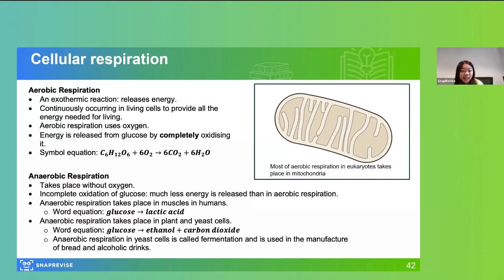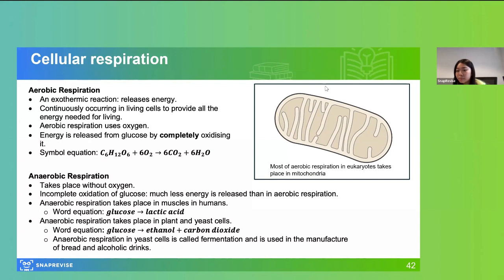In anaerobic respiration in plants and yeast cells, the glucose is converted to ethanol and carbon dioxide. For this specific example, anaerobic respiration in yeast cells, we use a process called fermentation. The ethanol and carbon dioxide produced is usually used for things like alcohol or bread. So you do need to know that anaerobic respiration in yeast cells is called fermentation, and that it produces things like alcohol and bread. The ethanol produced is basically the alcohol that adults drink. So that is that.